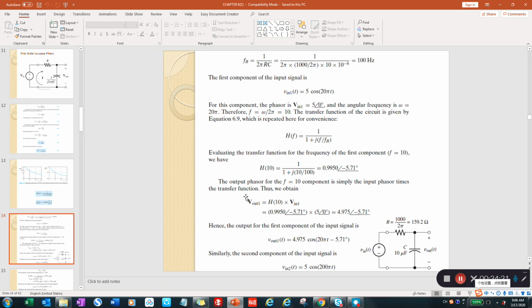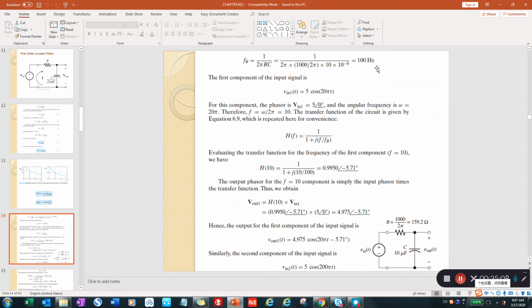Now let's say we have an input signal. The first component is 5 cosine 20 pi t. Then what will be the output? So here you can see this will be our circuit. You have the input signal, you have R, you have C. Then we can figure out the break frequency first. So the break frequency will be 100 Hz.